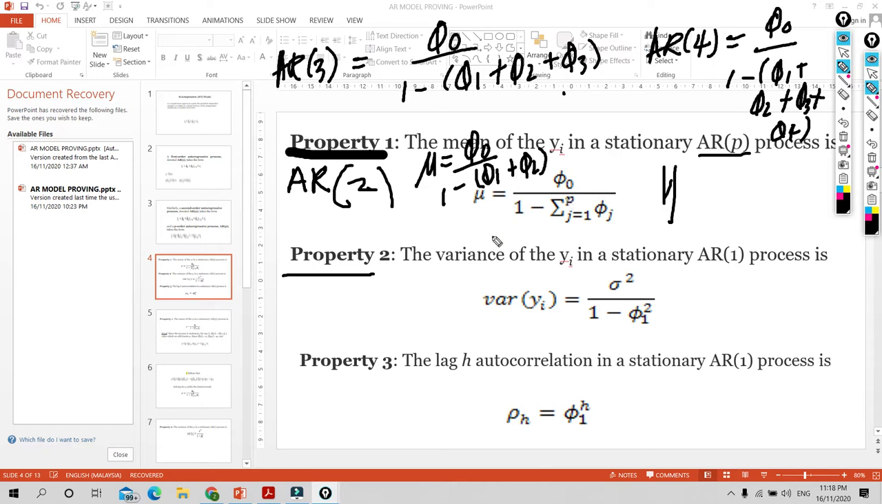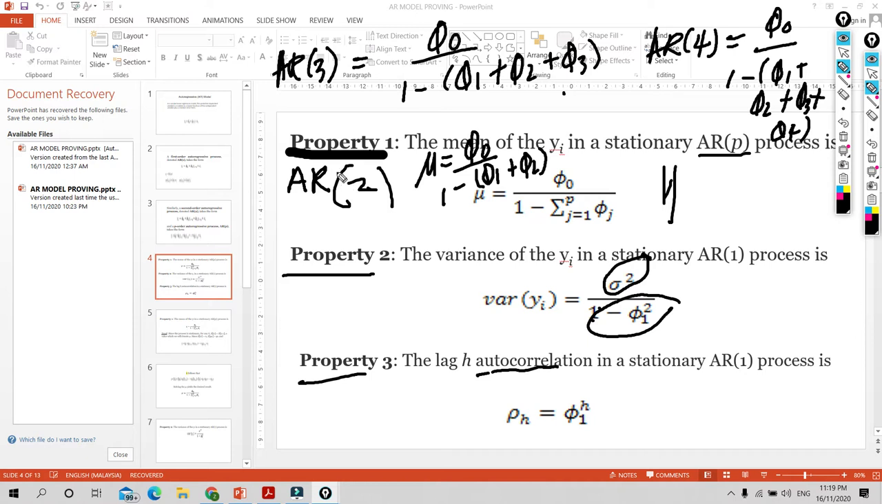Now, property number 2 is for the AR(1) model only. The variance for the AR(1) model is equal to sigma squared over 1 minus phi_1 squared. And then property number 3: the autocorrelation, or correlation, of the AR(1) model is rho_h equal to phi_1^h. This is the autocorrelation of the AR(1) model.